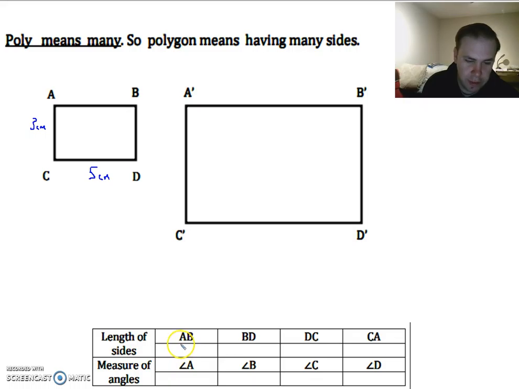So if I want to put in the length of AB, which would be the length from A to B, that would equal 5 centimeters. BD, 3 centimeters, and so on and so forth for the other corresponding sides.